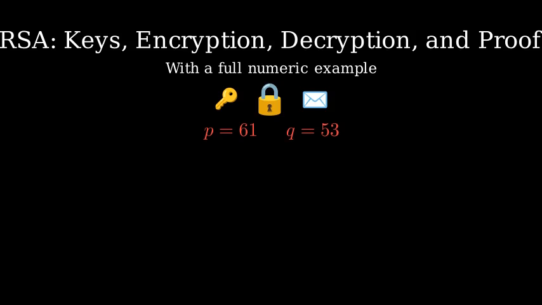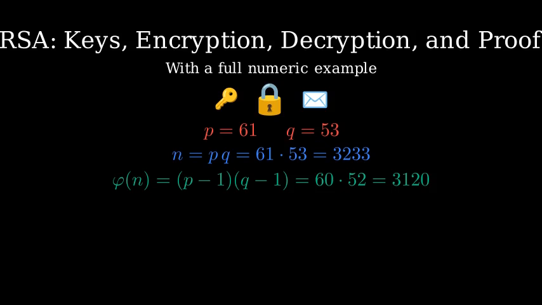Step 1. Key generation. We pick two distinct primes. For our example, choose P equals 61 and Q equals 53. Then compute N equals P times Q, giving N equals 3,233. Next, compute phi of N equals (P minus 1) times (Q minus 1), which is 60 times 52, equals 3,120.